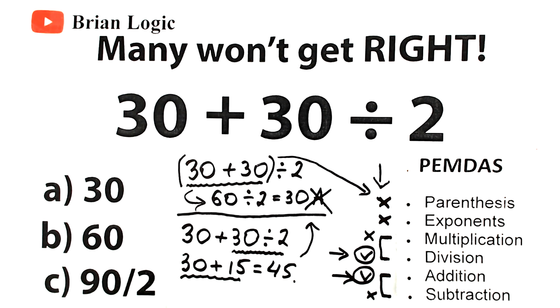And as you can see, option C, 90 over 2, if we divide, we have our answer: option C, 90 over 5 equal to 90 over 2 equal to 45. So our correct answer is option C.